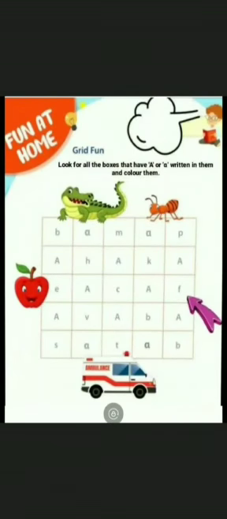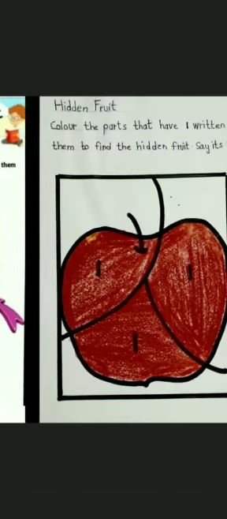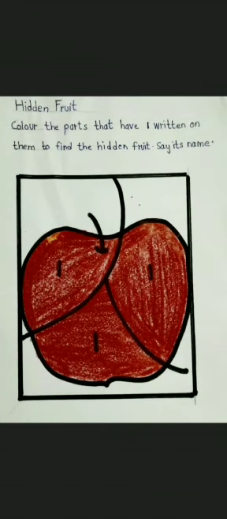Next is the great fun. Look for all the boxes that have capital A or small a written in them and color them. You can copy these worksheets on a paper and guide your child to solve like this. And like this one.